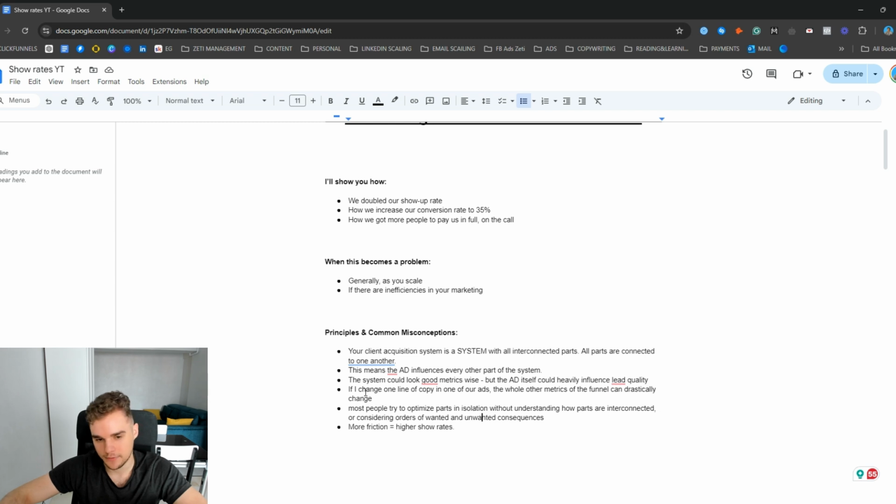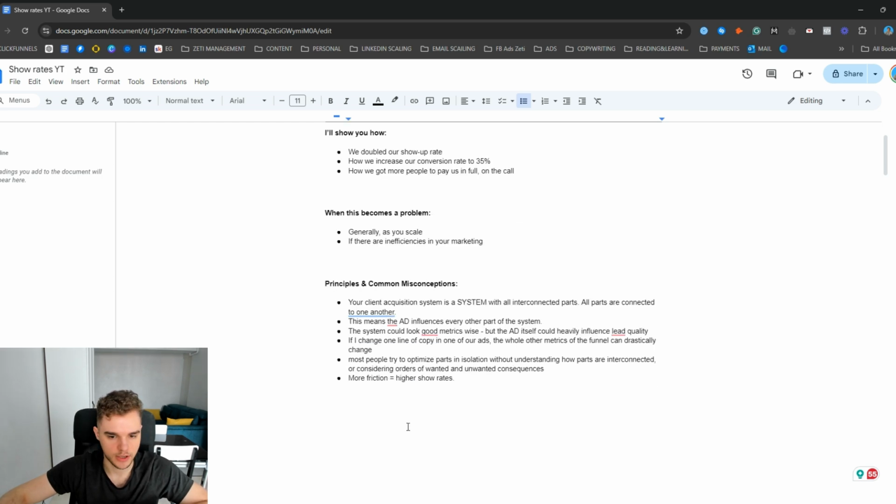So, for example, if I change one line of copy in one of our ads, the other metrics of the funnel can drastically change even if I don't change anything else in the funnel. So only one line of copy in one ad can change the whole funnel. This is how things work. And the problem is that most people try to optimize parts in isolation without understanding that every single part is interconnected. So you really do need to understand this before you go on and implement any of the levers that I'm going to show you. And also, another principle: more friction equals higher show up rates and better quality. So this is the principle. With this being said, let's get started with the first lever.